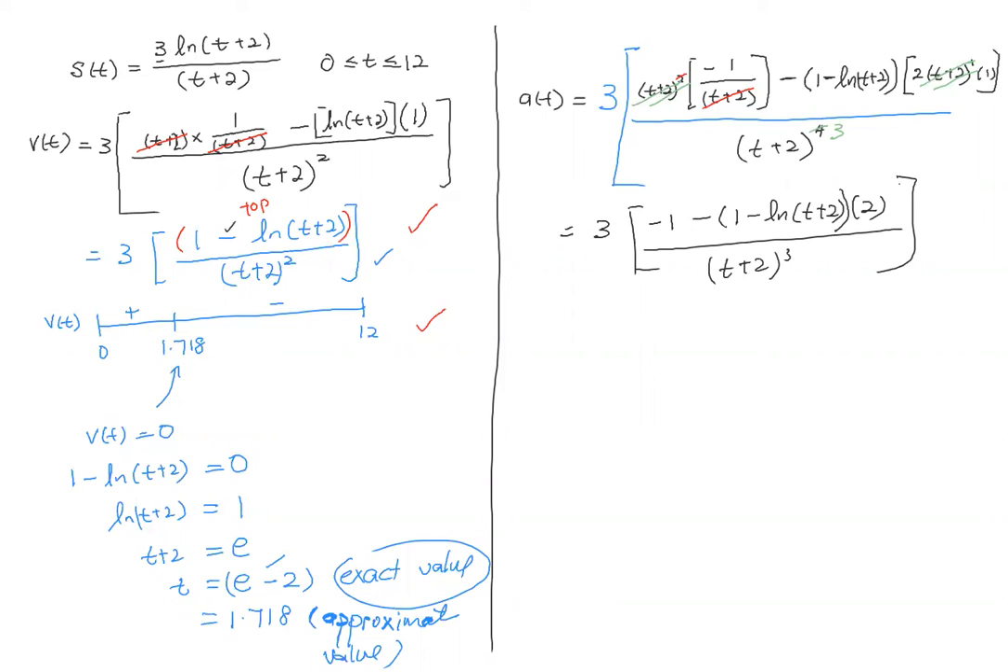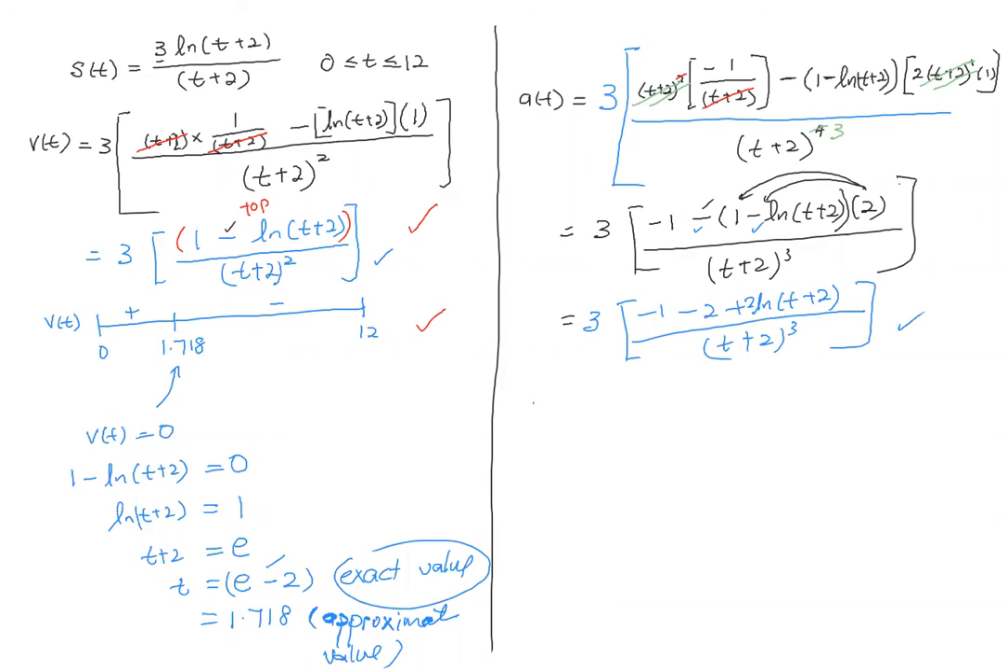So what you can do is expand it together with this one. So you got 3, negative 1 minus 2, plus negative times negative, you got positive 2 ln(t plus 1), plus 2 over (t plus 2), the whole thing cubed. This is your a(t) function.